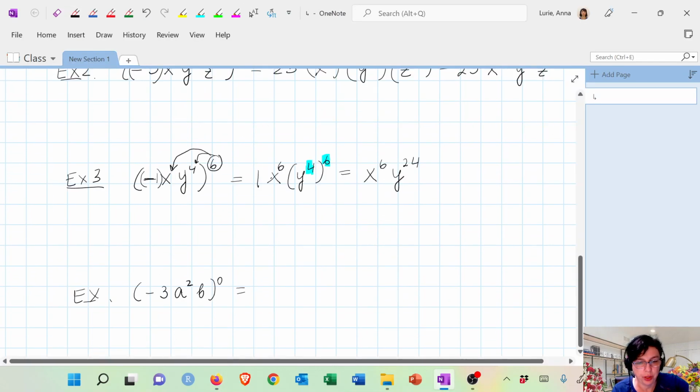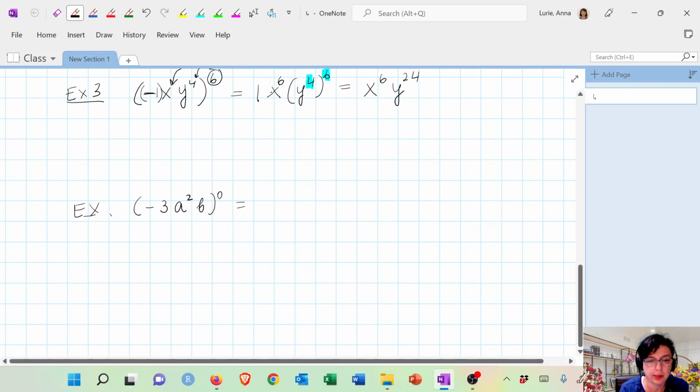So this whole thing, it looks kind of complicated, but it's not, because this whole thing, whatever that is, to the power 0 will just give you 1. So just remember that power 0 means the answer is 1.